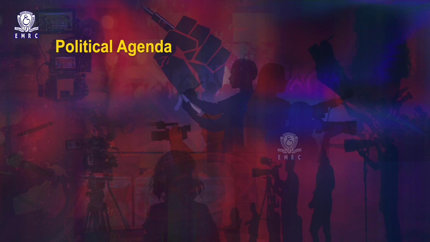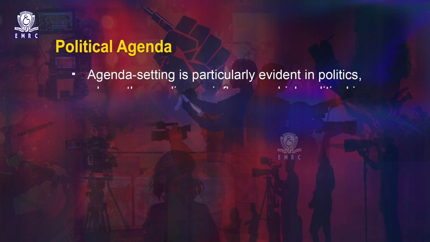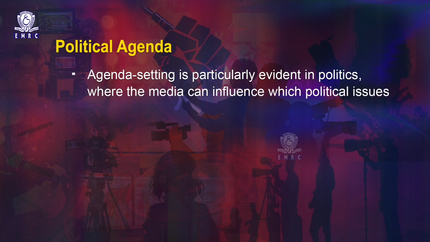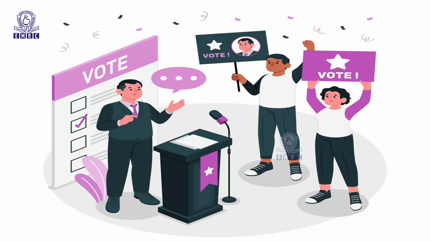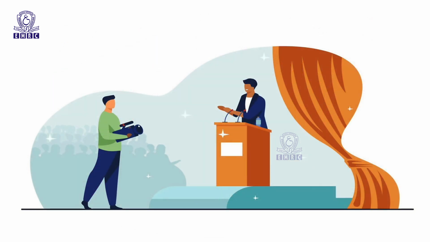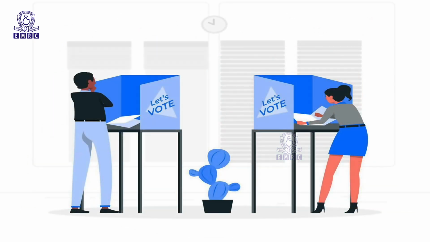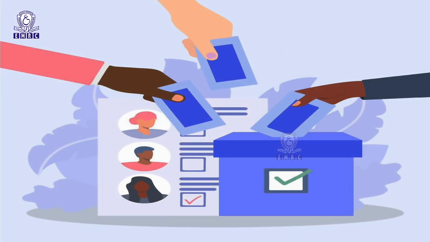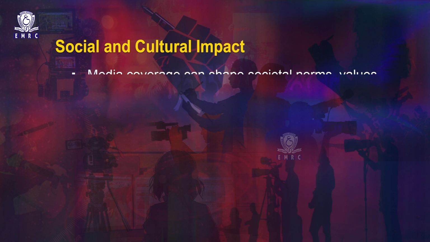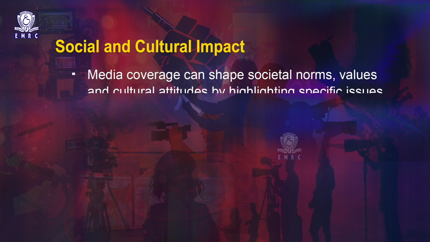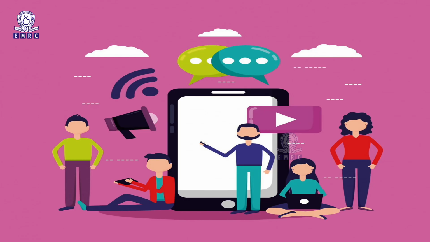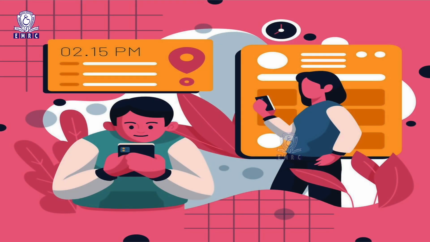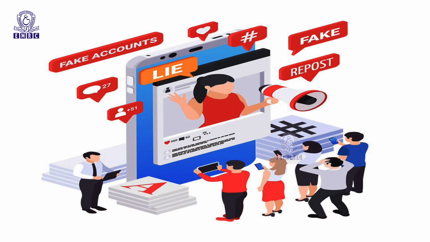The media has the power to prioritize certain issues over others, influencing public opinion on what is important and what isn't. Daily exposure to specific topics in media can shape individuals' beliefs, attitudes, and perceptions about various issues. Political agenda. Agenda setting is particularly evident in politics, where the media can influence which political issues gain prominence and public attention. Political agendas are often set by media coverage, impacting the decisions voters make during elections and shaping the priorities of political leaders. Social and cultural impact.